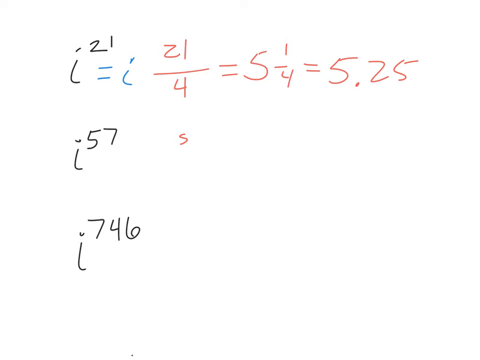57 divided by 4. Oh, so 57 divided by 4 is 14 and 1/4 again? Yeah. All right, so I just picked that number. Okay, so then your calculator would say it's 14.25. So then what's i to the 57th? i. Okay, so then what about i to the, hopefully I picked a different one this time. What about i to the 746?